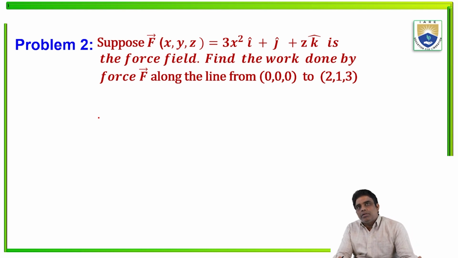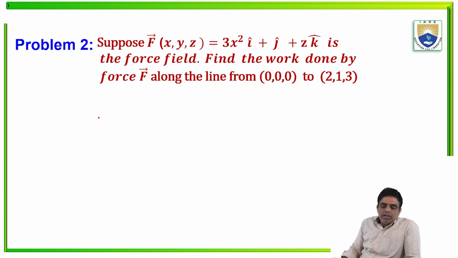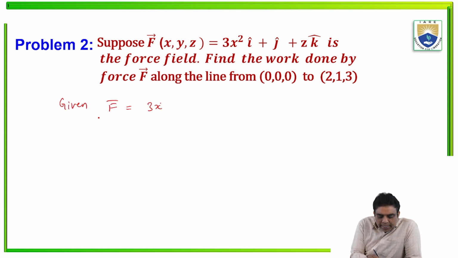Now I will do another problem. So here also f bar is given. The vector 3x square i bar plus j bar plus zk bar is the force field. Find the work done. So work done means integral f bar dot dr bar we have to calculate. So I am writing here what is given. Given f bar is equal to 3x square i bar plus j bar plus zk bar.